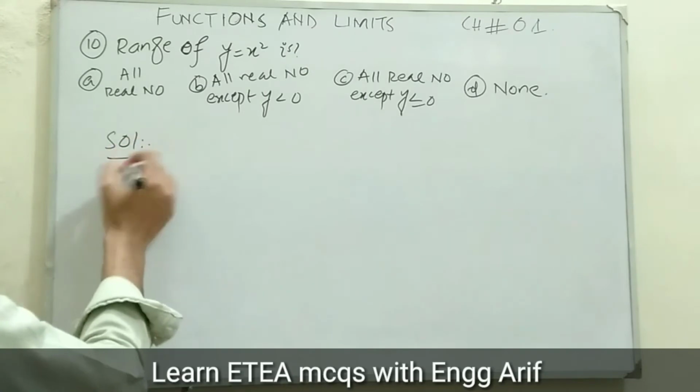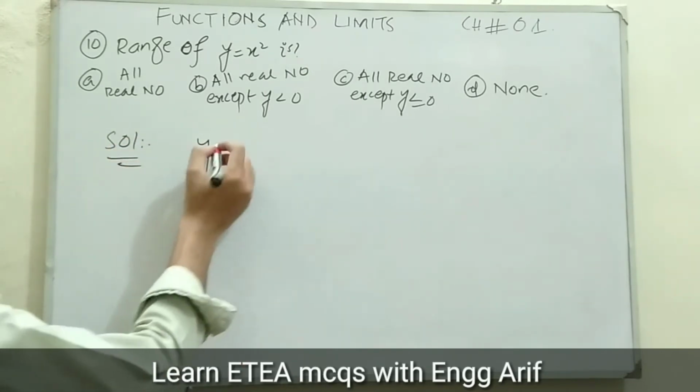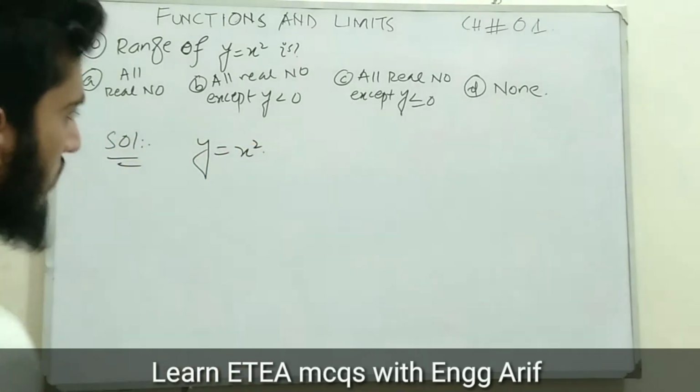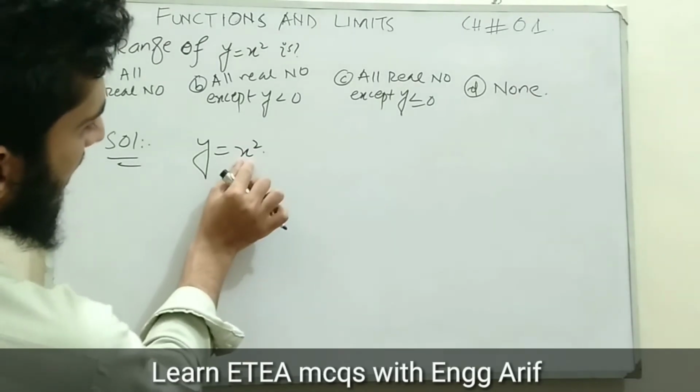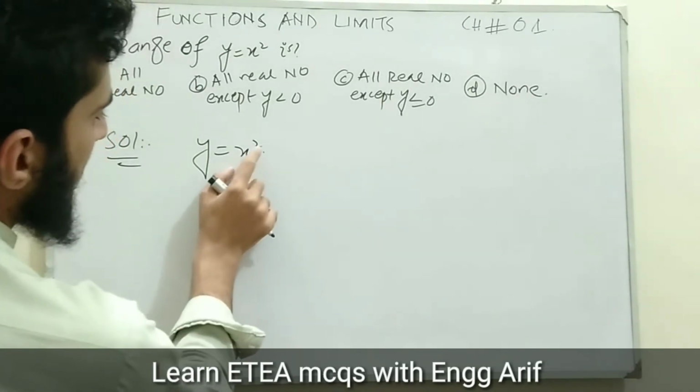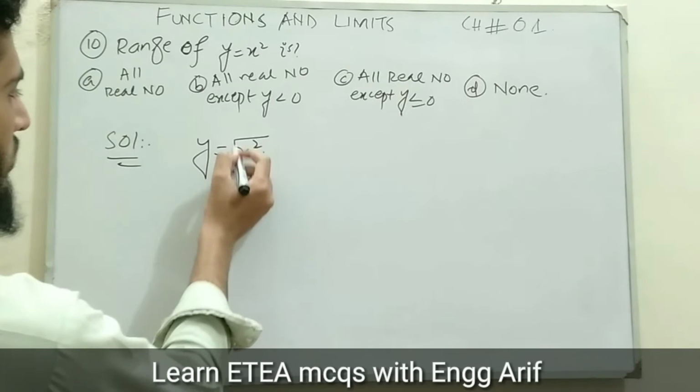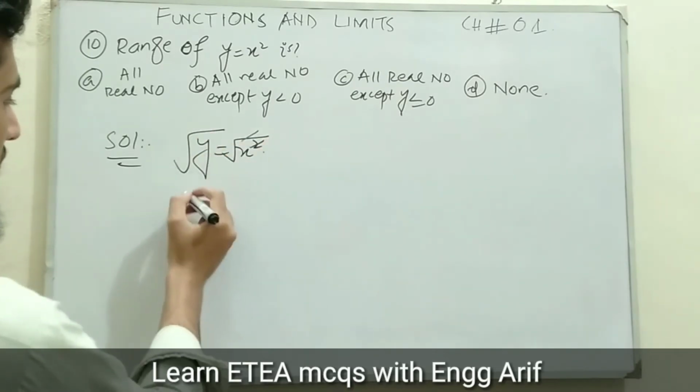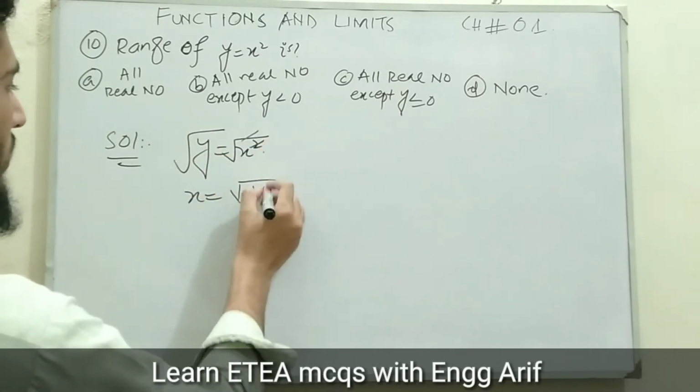Move towards the solution of this MCQ. We have a function given, y is equal to x square. For the range, we will make x alone. How can we make x alone? We will make x alone by removing this square. How can we remove it? We will take the square root on both sides, so the square will cancel out with the square root. So we are left with x is equal to root of y.